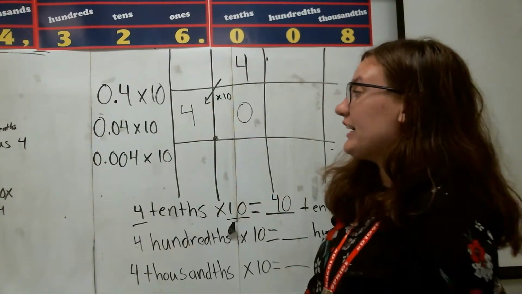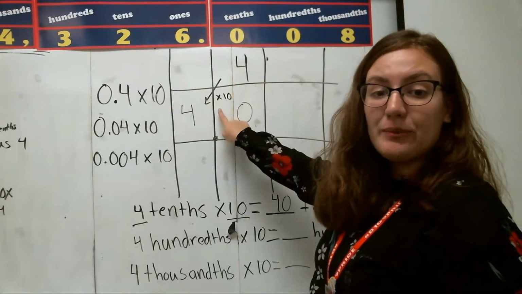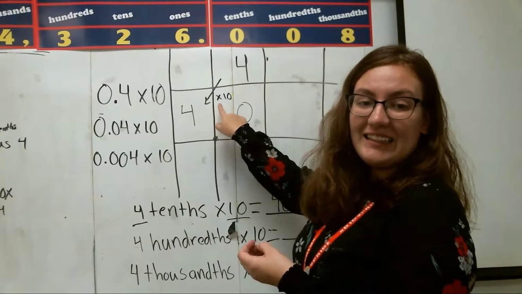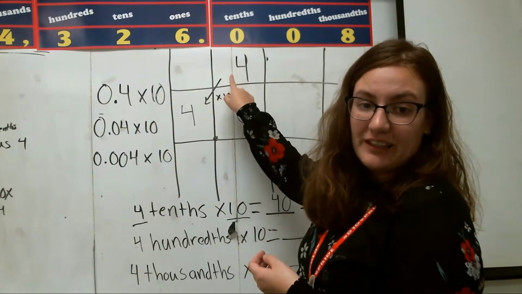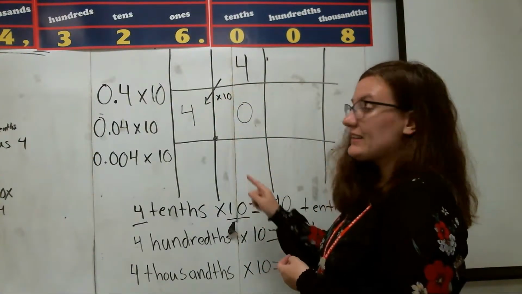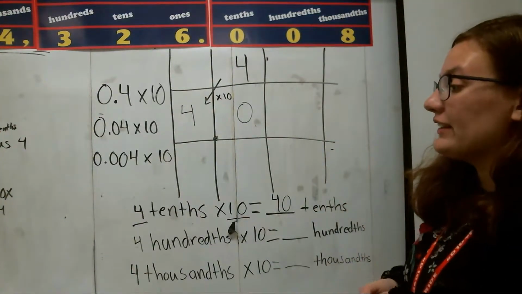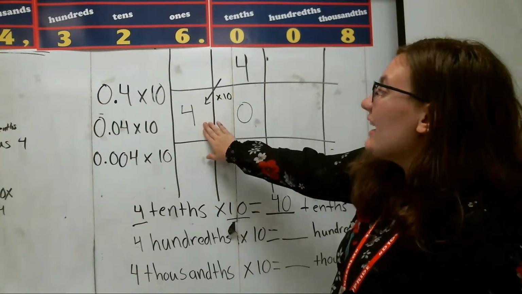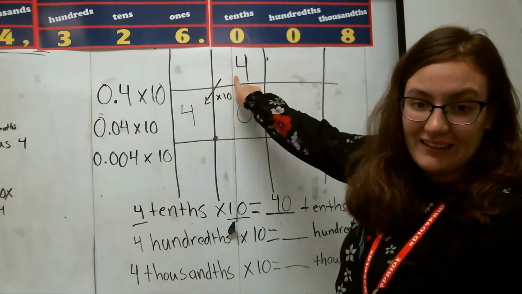So just to recap, we started off with 4/10. I was multiplying it by 10, and I was trying to find a number that was 10 times larger than 4/10. So I did 4/10 times 10, and that gave me 40/10, which is equal to 4 wholes or 4 ones. And this tells me that 4 ones is 10 times larger than 4/10.